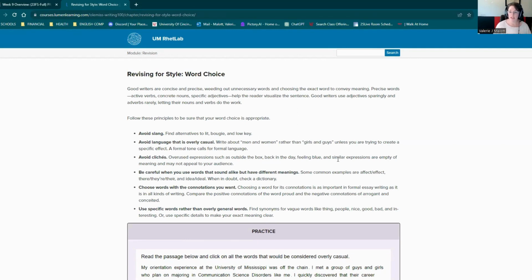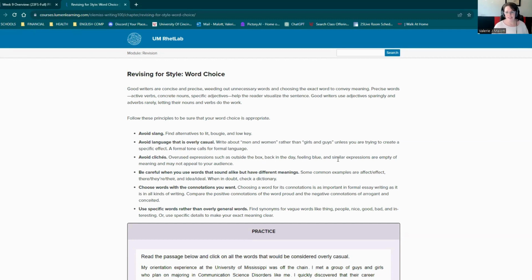So you want to be clear on things like affect and effect, there, idea, ideal, lay, and lie. If you're in doubt, you can always look things up on the internet. The internet is fantastic for this, and you'll find a good grammar website that will offer you some help. You also want to use specific words rather than terms or words that are overly general.